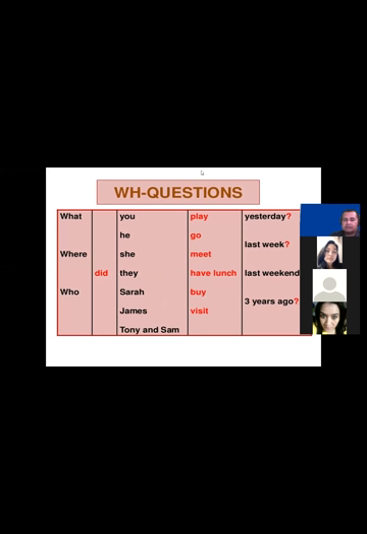¿Qué compró usted ayer? What did you buy yesterday, for example? What did you buy? Okay, pasado de comprar, buy, is bought. So when you respond, you need to include the verb in the past. What did you buy yesterday? I bought a new computer. I bought food. I bought gasoline, etc.